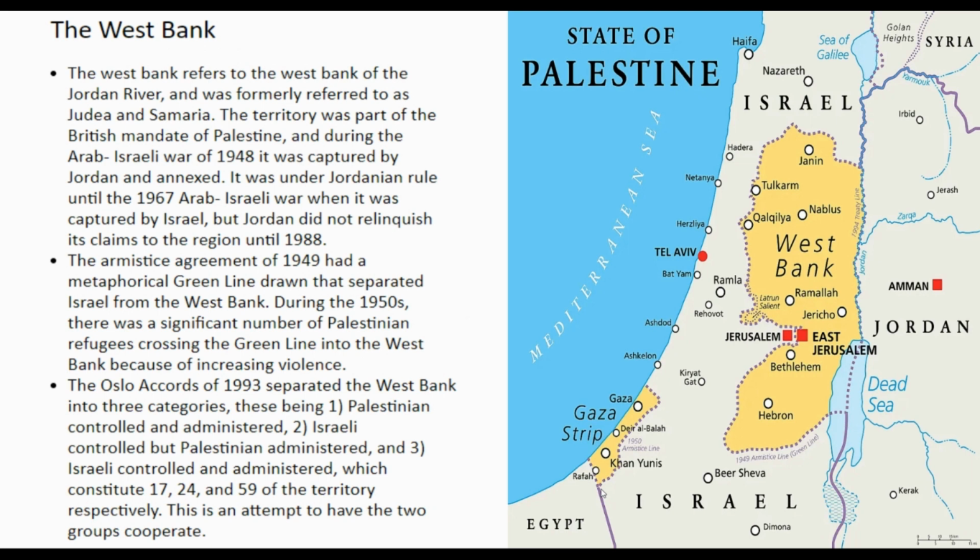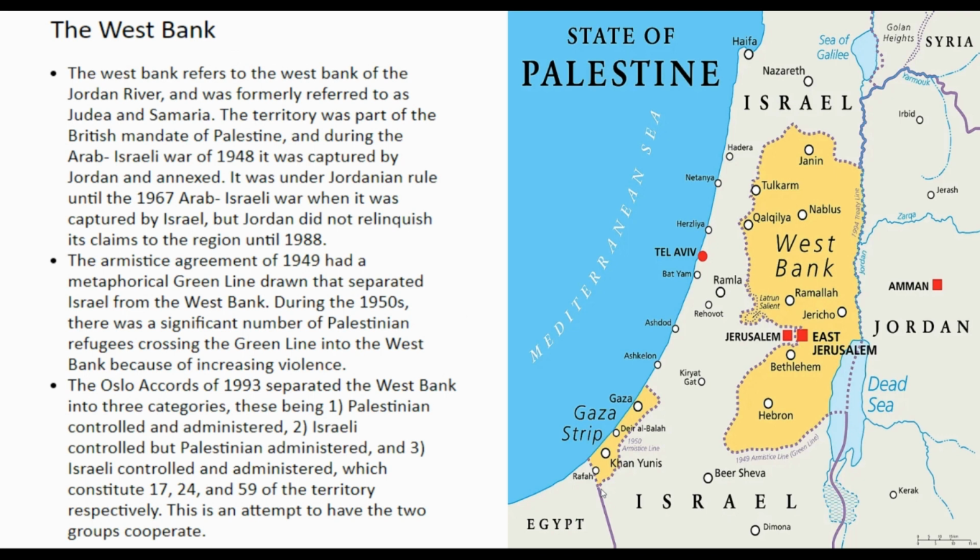The West Bank is supposed to be only a Palestinian population, but every single day we can see the Israeli population is increasing in the West Bank. During the Arab-Israeli War in 1948, it was captured by Jordan and annexed. It was under Jordanian rule, but after the 1967 Arab-Israeli War, it became part of Israel again.